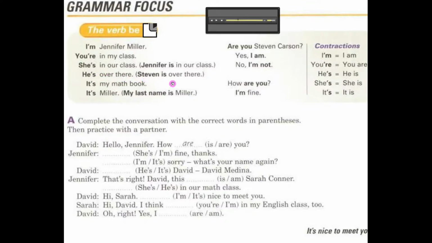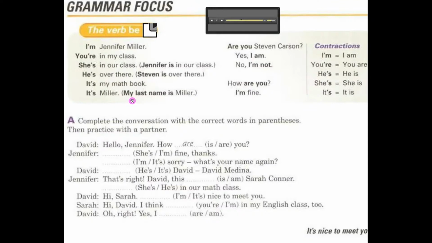He's over there. It's my math book. It plus is becomes it's. It's my math book, because this is a thing, so it becomes it. It's Miller. Miller is a name, also a thing, so it becomes it.